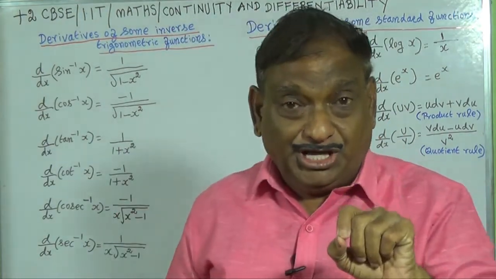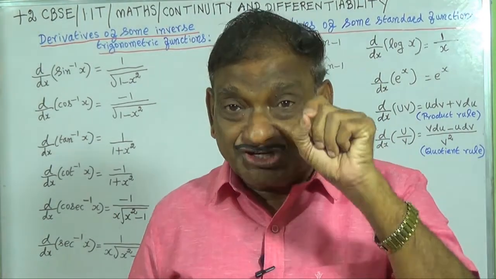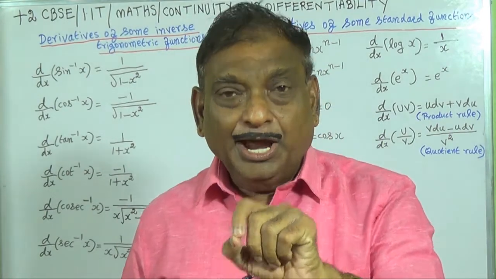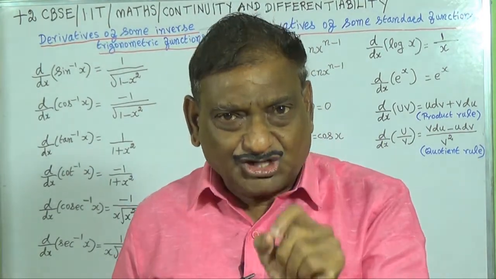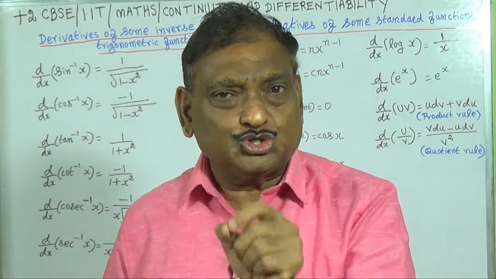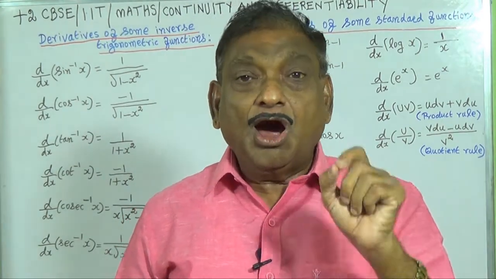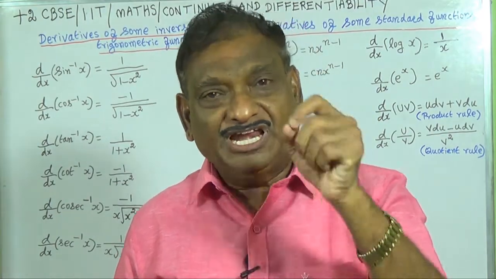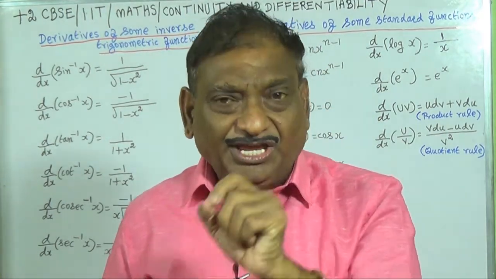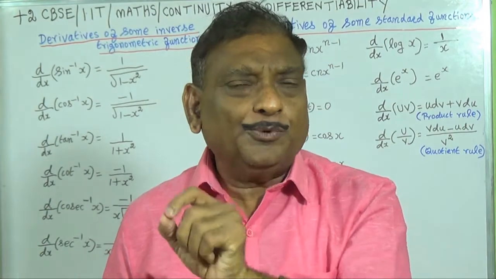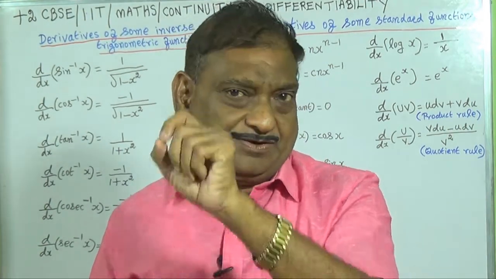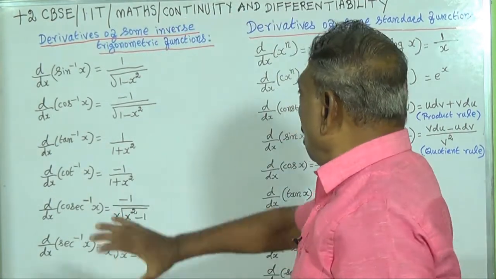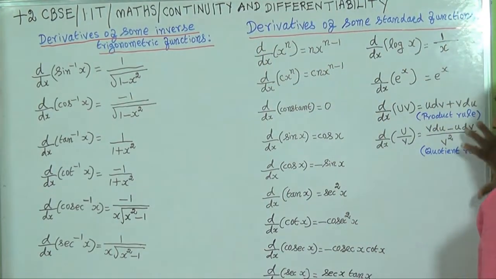On differentiating cosecant inverse x, we will get minus 1 by x into root of x square minus 1. On differentiating secant inverse x, we will get 1 by x into root of x square minus 1. You can see all this information on the board.